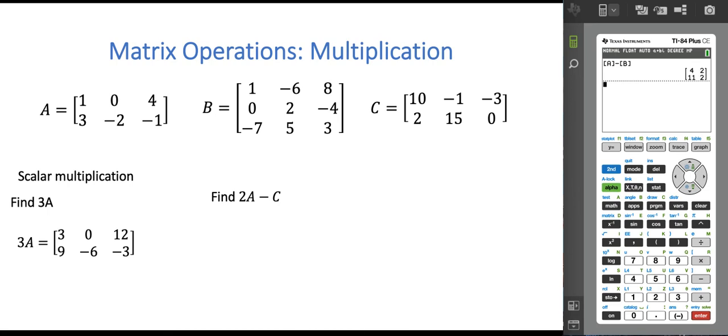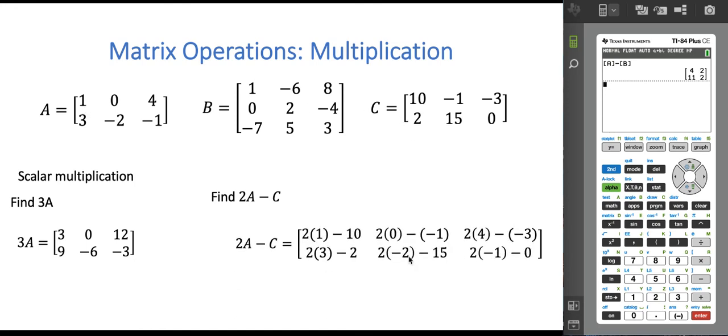Now, what I also want to show you on this screen is a problem where you're going to combine those two operations that you've learned. So you're going to take 2 times a and subtract c. You could do this easily in your head, multiplying 2 times a and subtracting c. So that would be like 2 times 1 minus 10. And you're going to do that for every element. Like I said before, I wouldn't write all this out, but I would do it in my head and I would get the answer -8, 1, 11, 4, -19, and -2.